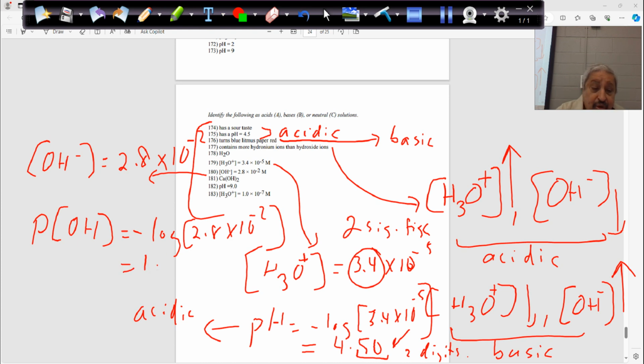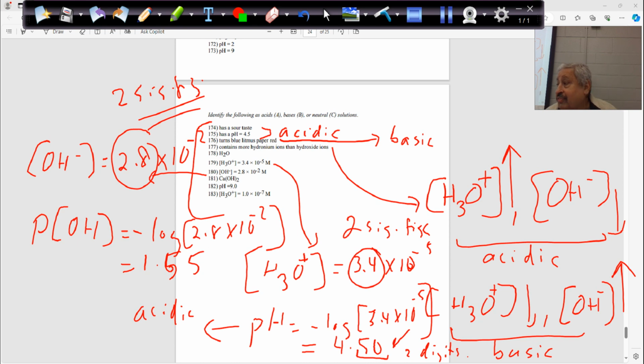1.6. This is 2 sig figs. Correct. So we have to have how many? We have to have two digits. 1.6 what? 1.55. Two digits after the decimal.